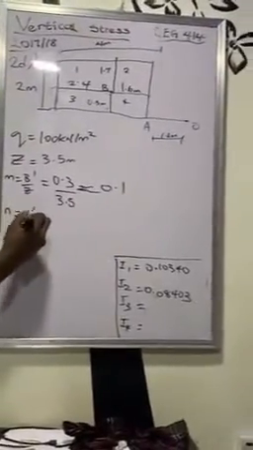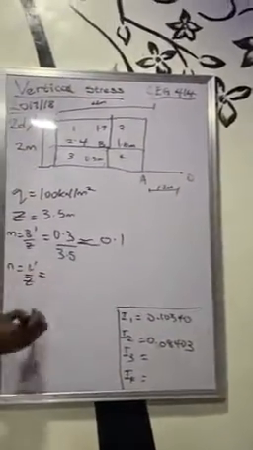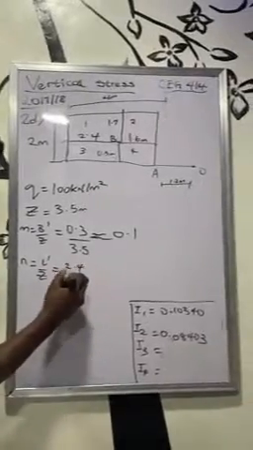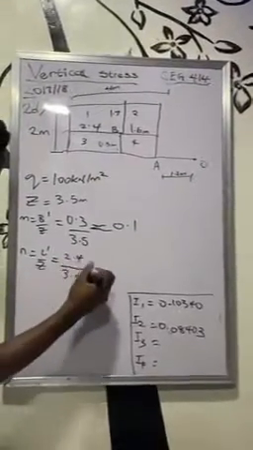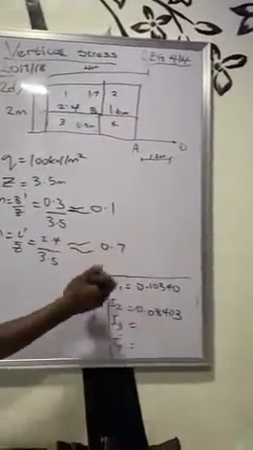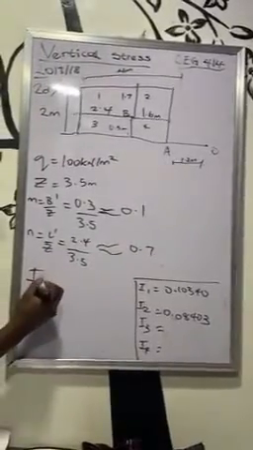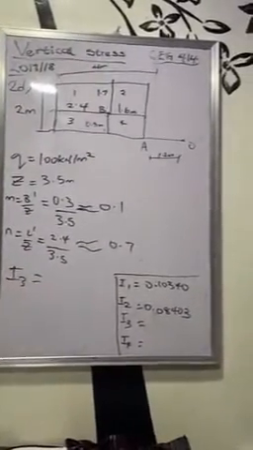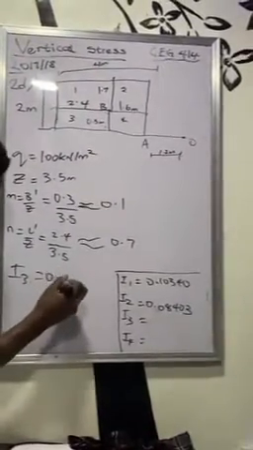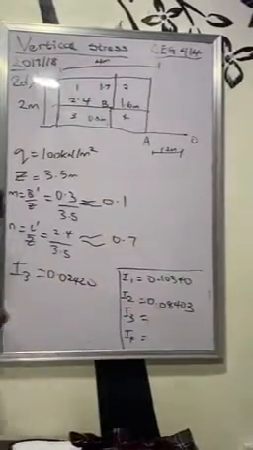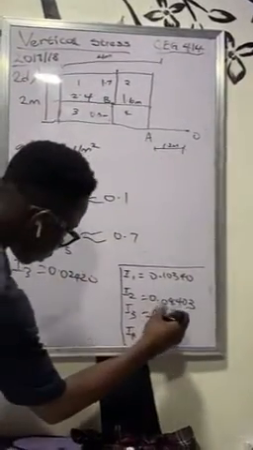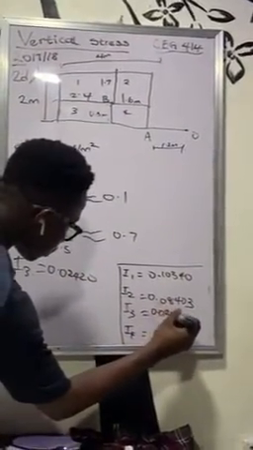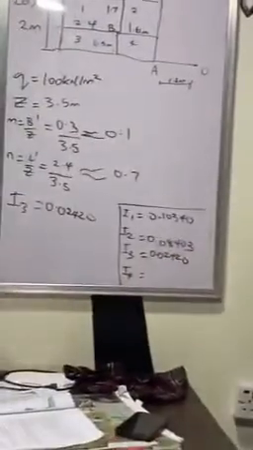N is equal to L prime over Z, which will be 2.4 over 3.5. I think we did something like this earlier. I approximated to 0.7. When you check I under this 2, my I3 will give me a value of 0.0242.